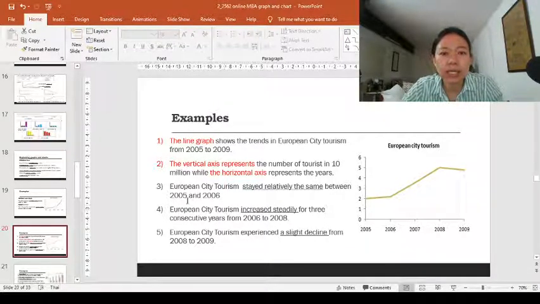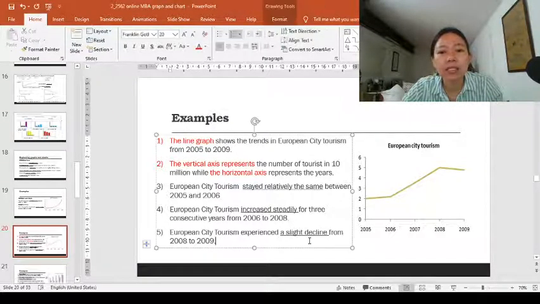So in the third sentence, European city tourism stayed relatively the same between 2005 and 2006, so it is the first period. And then European city tourism increased steadily for 3 consecutive years from 2006 to 2008. And then European city tourism experienced a slight decline from 2008 to 2009. So you can see that we use both the subject, verb, adverb, and noun phrase with adjective and noun to describe this line graph.